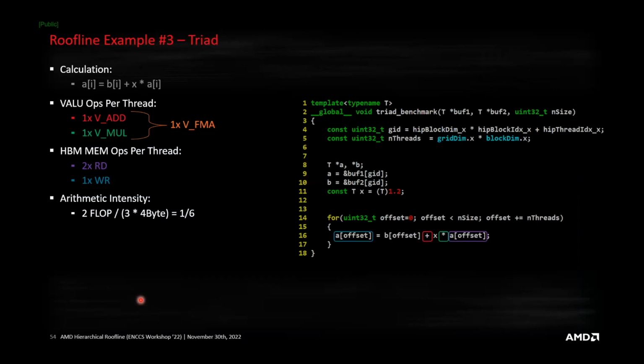We keep it going. Now we'll take a look at the triad. And triad here, we have two operations. We're doing an add and a multiply. So two flops. X is sitting in registers, so there's no load out to HBM. But we are reading A and B. So a total of 8 bytes for A and B. And then we're writing out to A, so another 4 bytes. And so arithmetic intensity, two flops, we end up with 1/6. So again, we're shifting to the right on the x-axis of our arithmetic intensity.